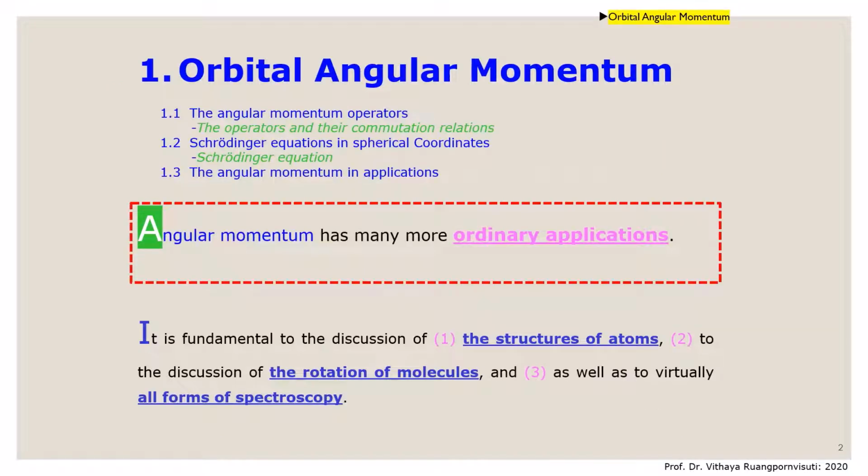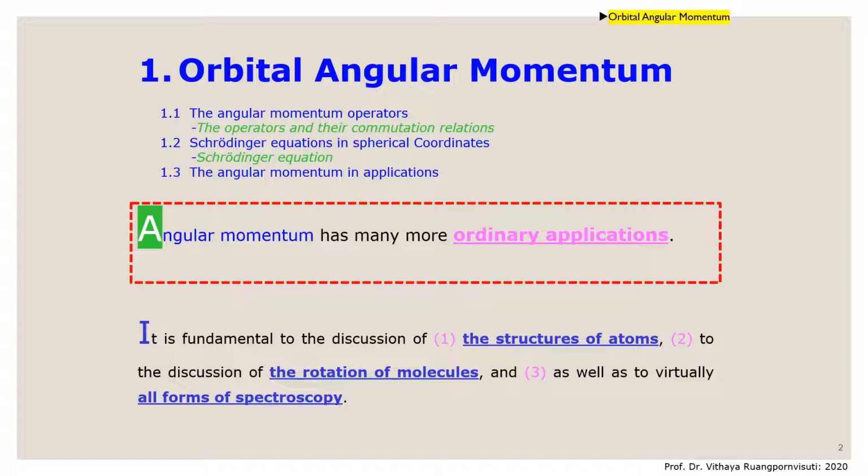The topic of orbital angular momentum. As we know, electrons in an atom have 2 types of angular momentum. The first type is the orbital angular momentum, and the second type is the spin angular momentum. Nevertheless, the spin angular momentum must come with the orbital angular momentum.